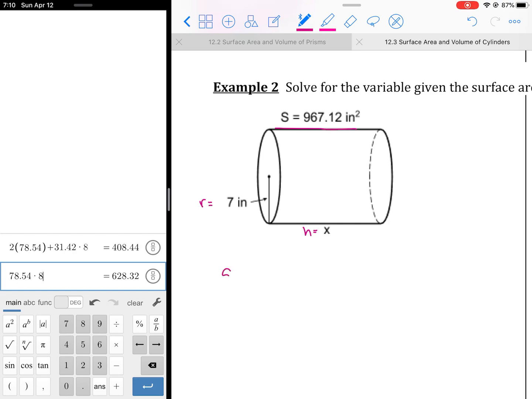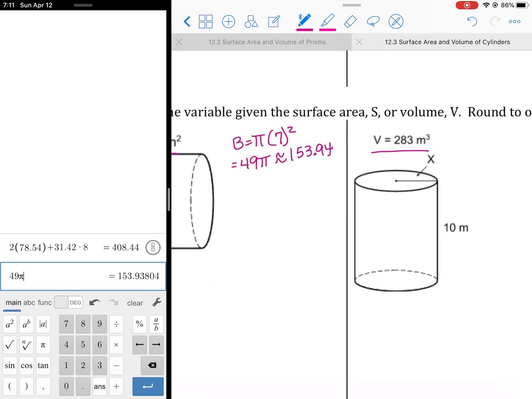So the surface area formula is 2 times the base plus the circumference times the height. So let's go in and do our pre-work because I have the radius. The area of the base is going to be pi times the radius squared. So in exact, that's going to be 49 pi. When I estimate it, I get 153.94 when I round it to 2 decimal places.